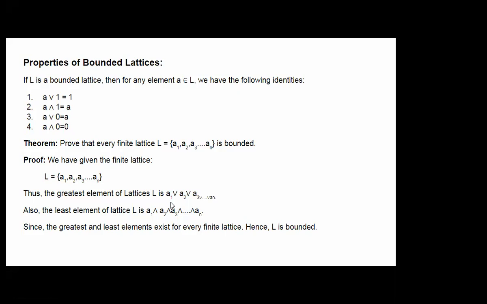Greatest element, how will it be given? Union of all the elements. And how will the least element be given? Intersection of all the elements. By this method, we can take up all the greatest and least elements for the finite lattice. So we can say that this L is bounded.